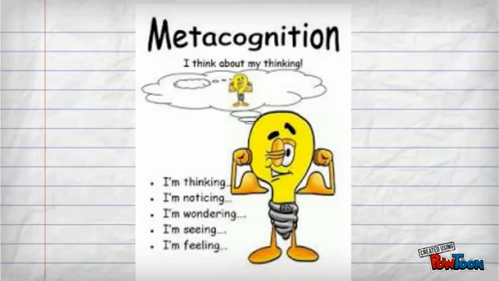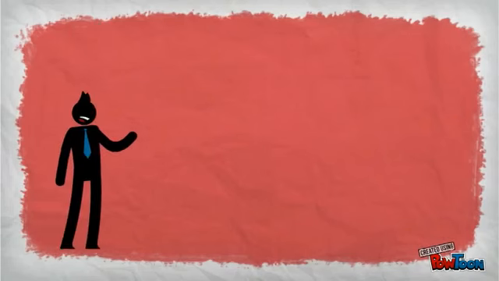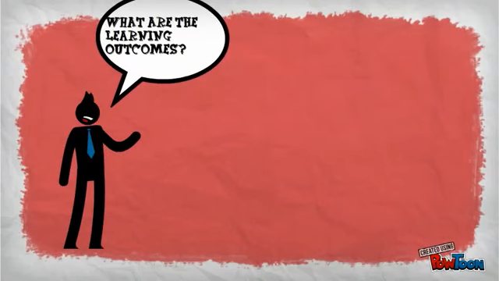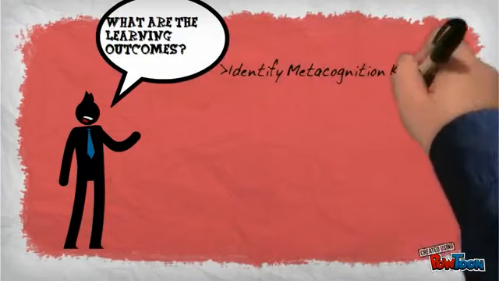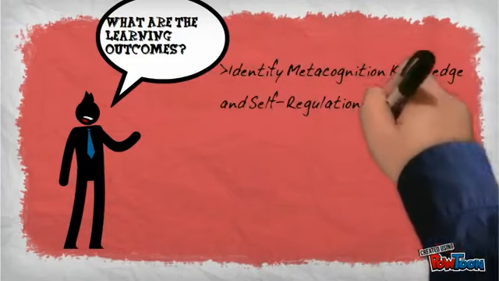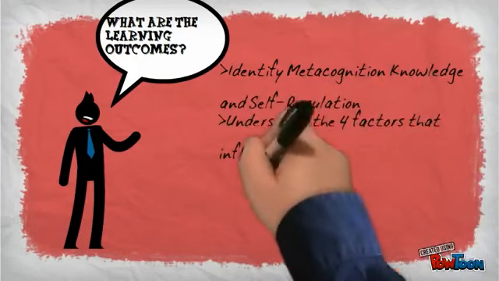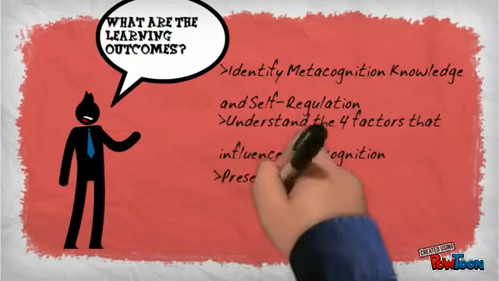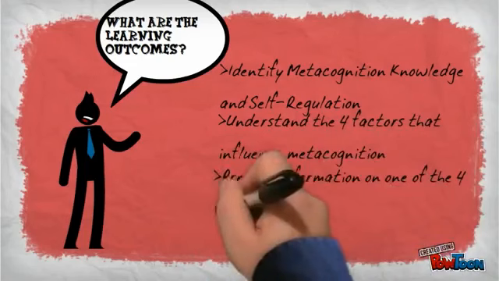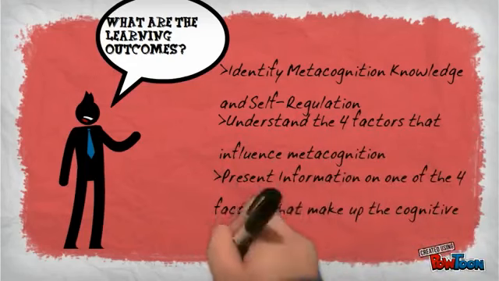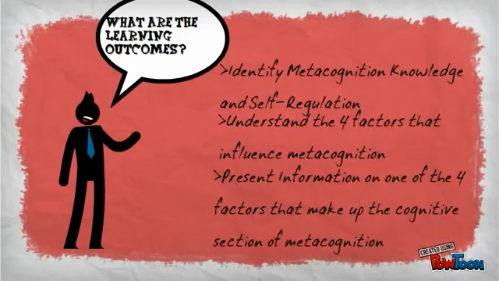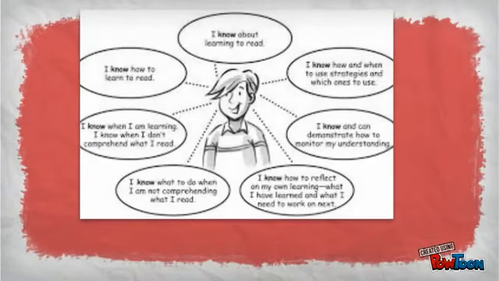Firstly, can I draw your attention to the learning outcomes which will be covered in today's lesson. By the end of class, students will be able to identify the two main components of metacognition. These components are metacognitive knowledge and self-regulation. Students will demonstrate their understanding of the four factors that influence metacognition. Students will be divided into four groups. Each group will take a factor that makes up the cognitive side of metacognition. At the end of the lesson, the groups will present their findings to the whole class.